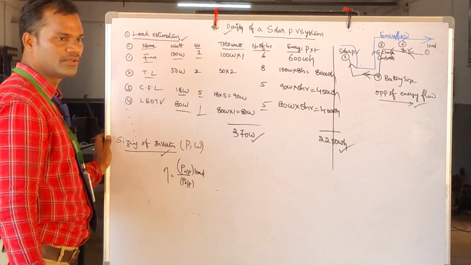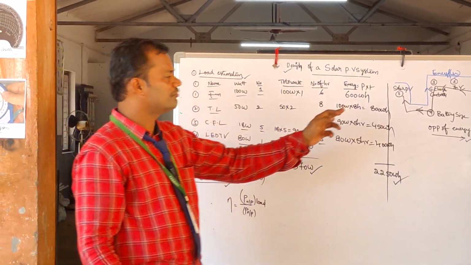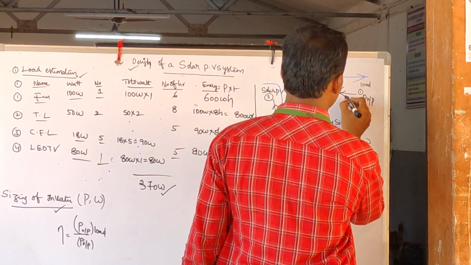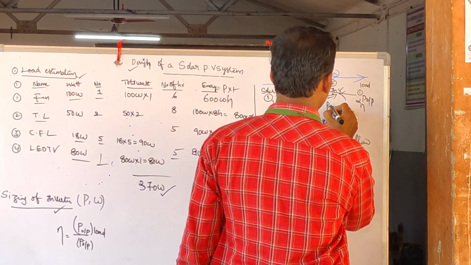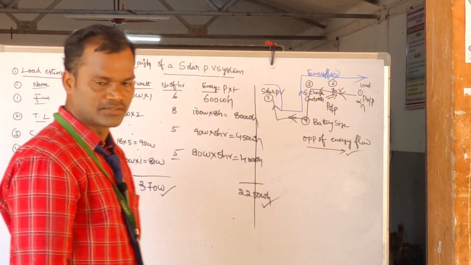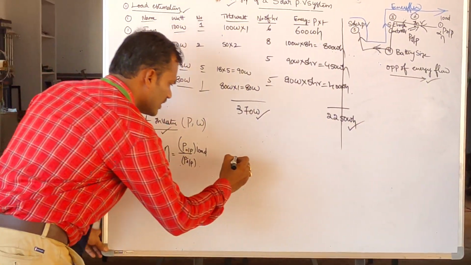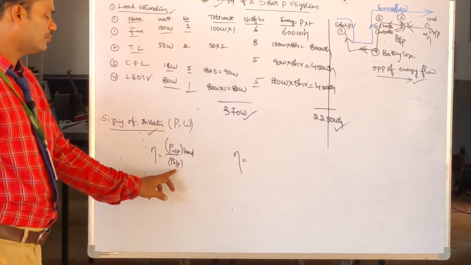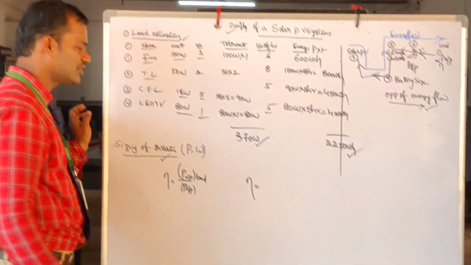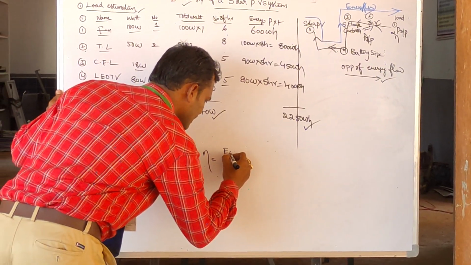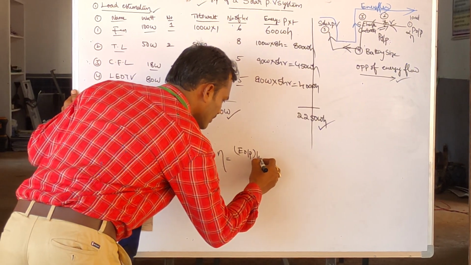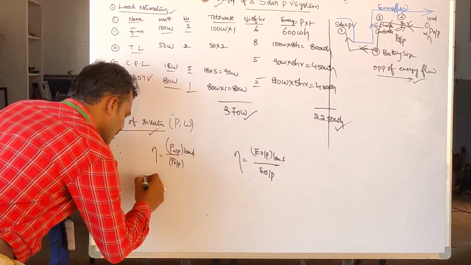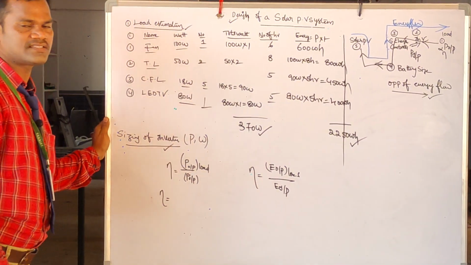And what is the input power? We don't know how much input power we have to give. The output power is known to us, so from the output power and efficiency we need to calculate how much input power we need to give. Similarly, we need to calculate not only the input power required but also the input energy. So efficiency can also be written as the energy output required by the load divided by the energy input required by the inverter.